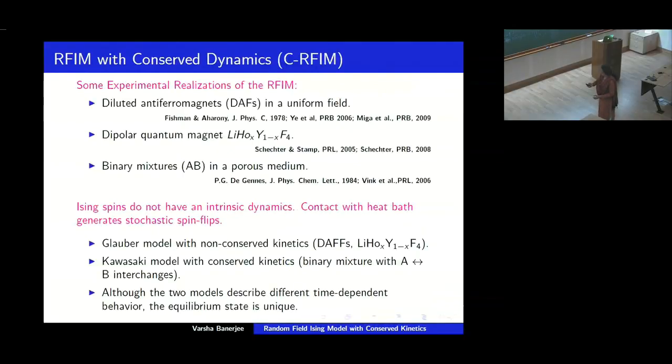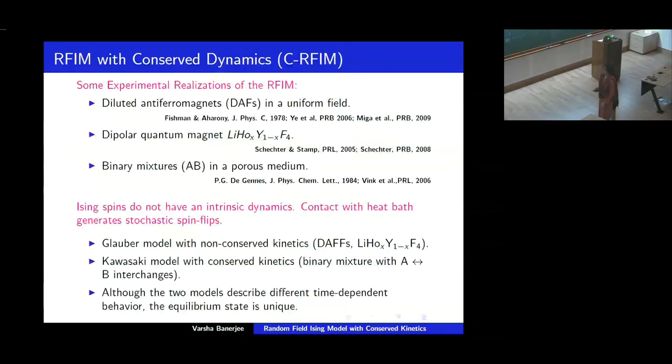So these are a few experimental realizations of the RFIM, which is why it is a rather popular model. Diluted antiferromagnets in a uniform field are realizations of the RFIM. The dipolar quantum magnet lithium holmium yttrium fluoride is also a realization of the RFIM. And binary mixtures of the kind AB in a porous medium are also represented by the RFIM. This AB could be an oil-water mixture, it could be a colloid-polymer mixture, some of the things that we have been hearing about since the morning.